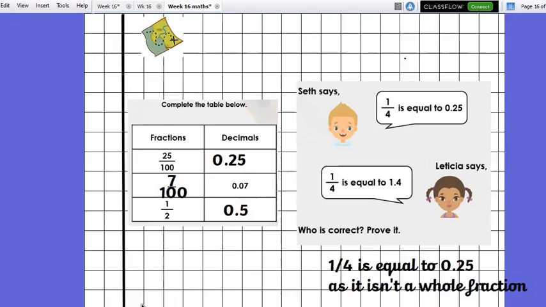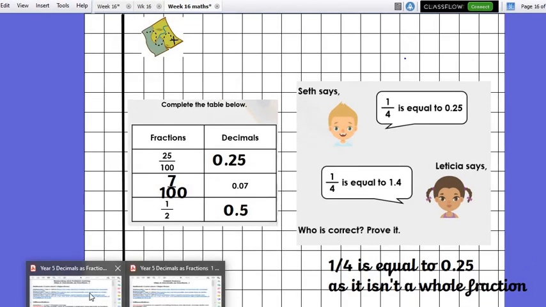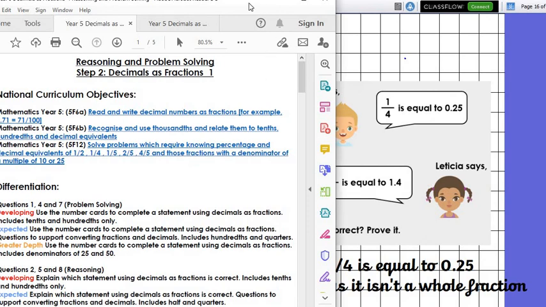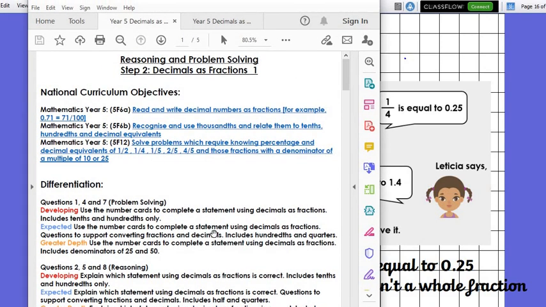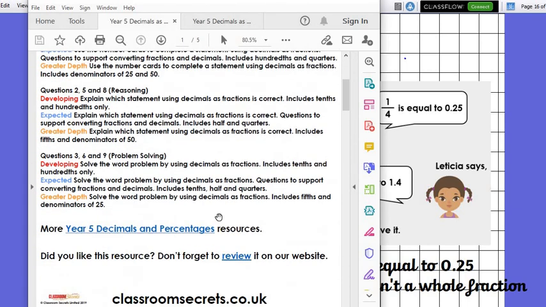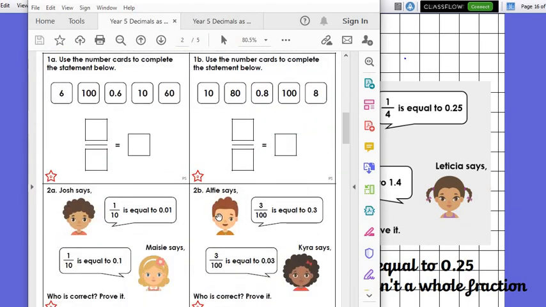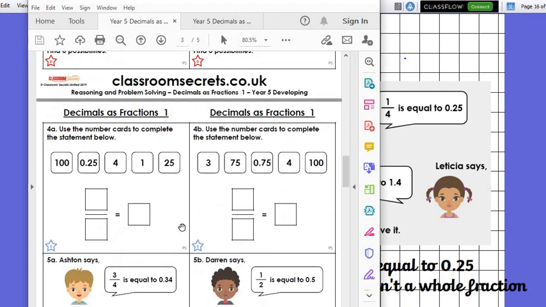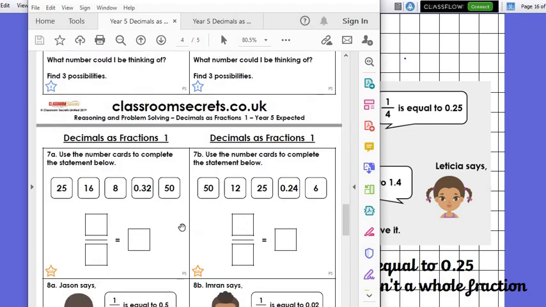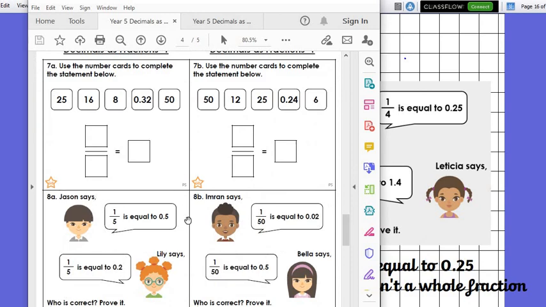So the tasks that have been uploaded to the website, we have got 2 tasks for you. Remember, only do the page that you would normally do in class. So your first task is decimals as fractions. If you normally do bronze, you stick on the first page. Normally do silver, second page. Normally do gold or platinum, then it's the third page. You don't need to print the pages out. You can just write them out in your exercise book or a piece of paper at home and take a picture to send them in.